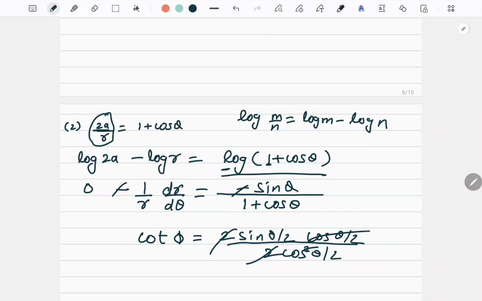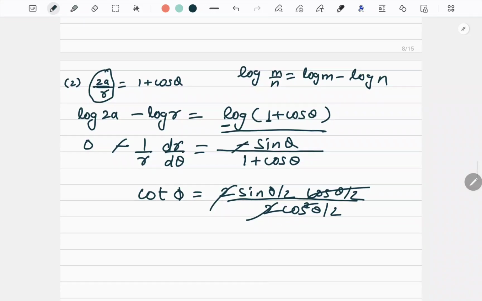Right? And this is gone. So what you got? You got cot phi is equal to tan theta by 2. Now see, in the previous question I got cot phi is equal to cot theta by 2, so it was very easy for me to work. Now here it is tan, so I need a tool to convert this tan to cot.